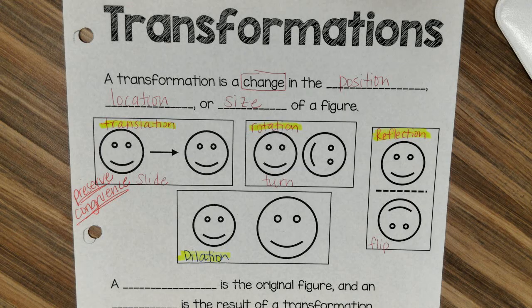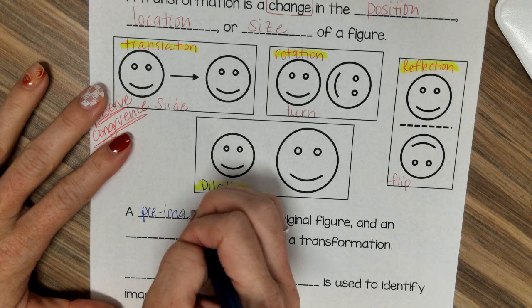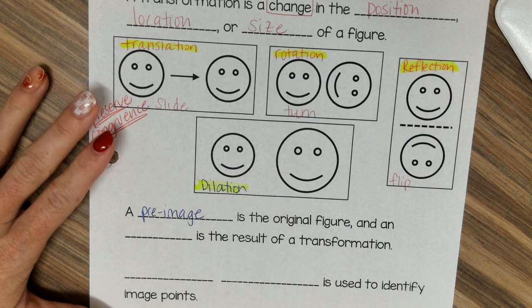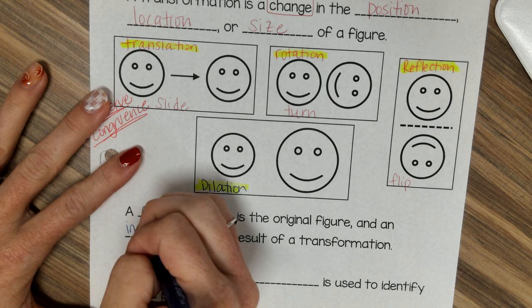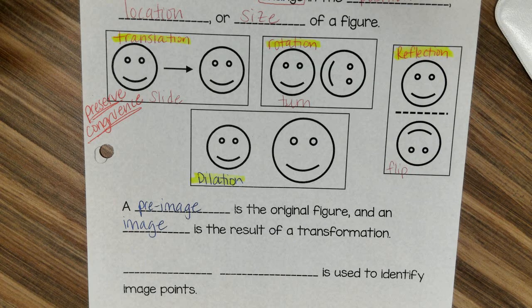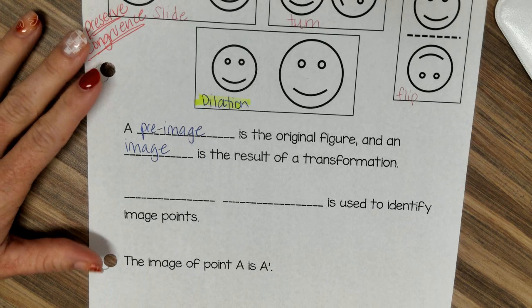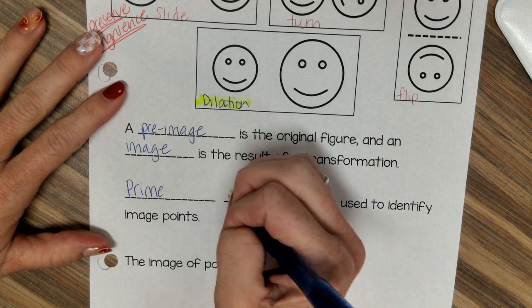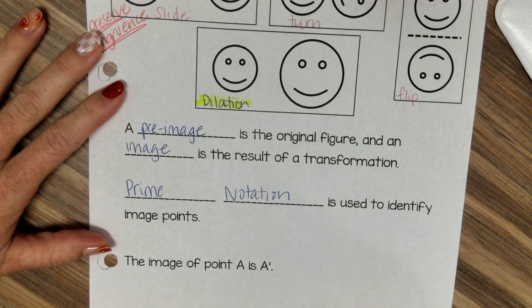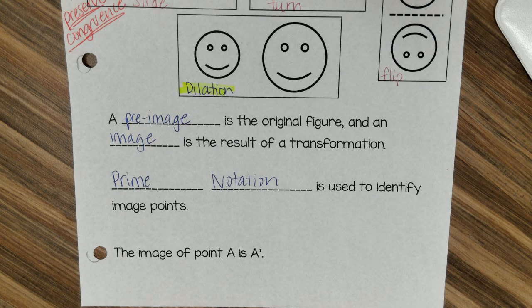So on a coordinate plane, we're going to call the pre-image, write this down, the pre-image the original figure. And then the image will be the result of whatever you did to it. Now, how do you still tell? That doesn't help us. What they like to do is use what's called prime notation. Prime notation is used to identify which one is new and which one is the original. So I'm going to explain, and it's very, very simple.